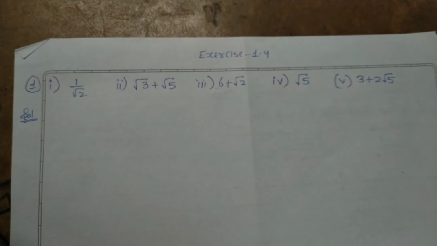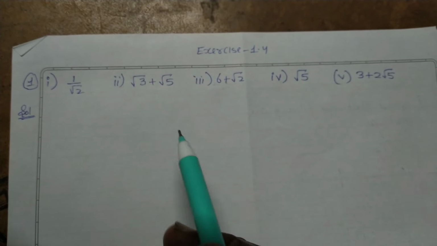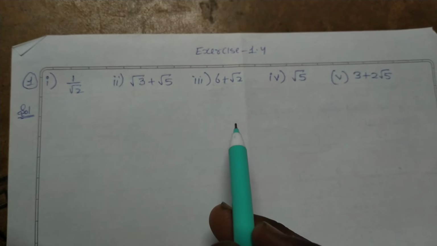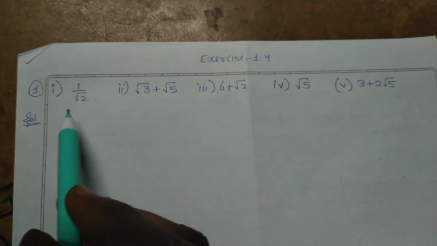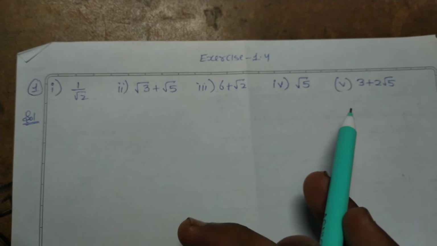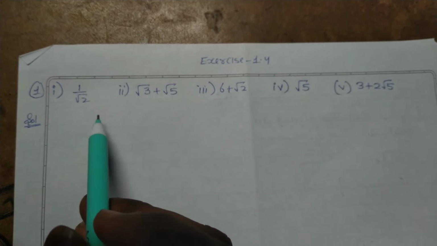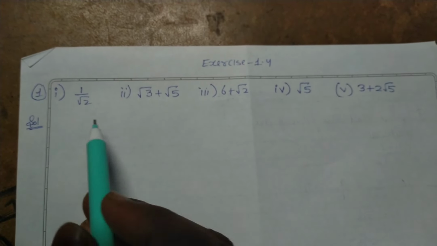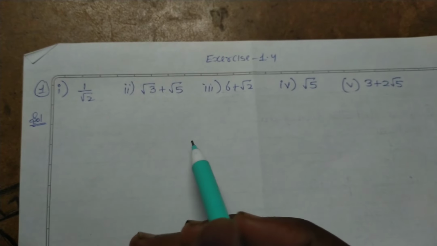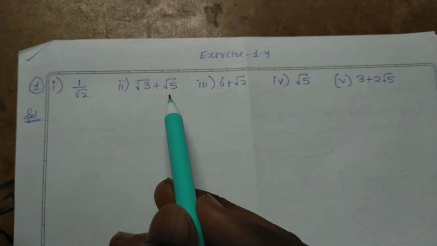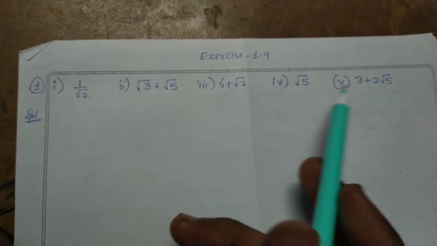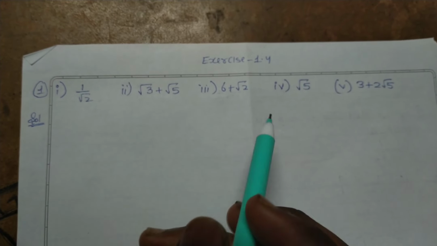So exercise 1.4 is totally about proving whether numbers are rational or irrational. In all these questions, they have asked us to find whether the numbers are irrational or not. Prove that this number is irrational, similarly prove that this number is irrational. We need to prove that these numbers are irrational.